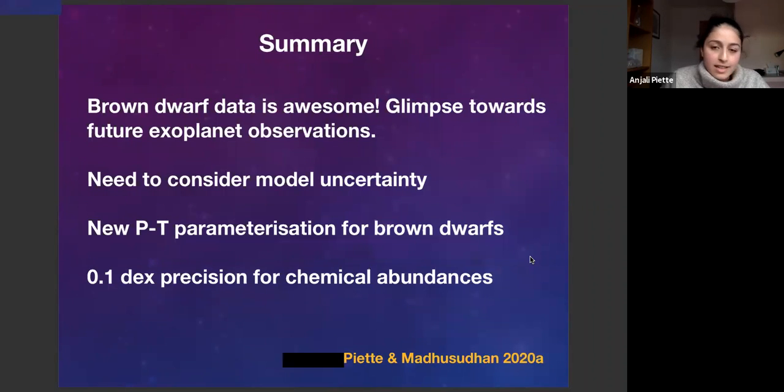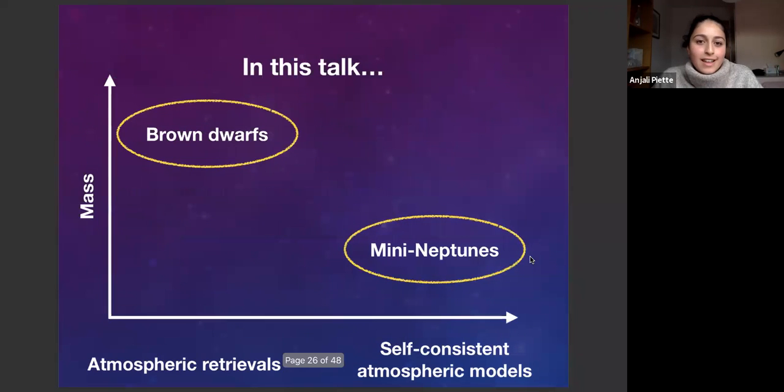So just as an intermediate summary, this brown dwarf data is really great. It's a glimpse towards the future of exoplanet observations and a great way to learn more about brown dwarfs. And the two main new considerations that we've thought about here are considering model uncertainty and considering a new temperature parameterization for these objects. And we're getting great precision for the chemical abundances. So that's the first half over. And now I'm going to move on to mini-Neptunes and looking at their atmospheres with self-consistent models.